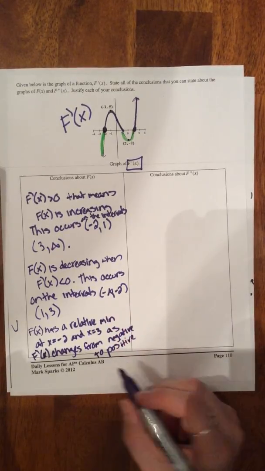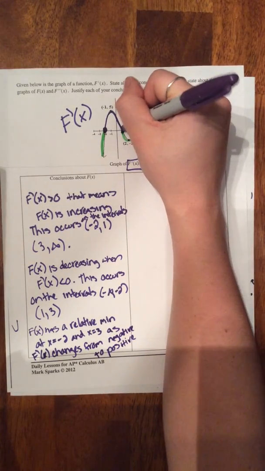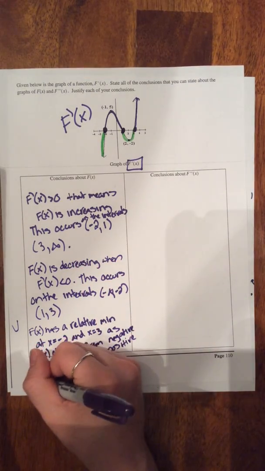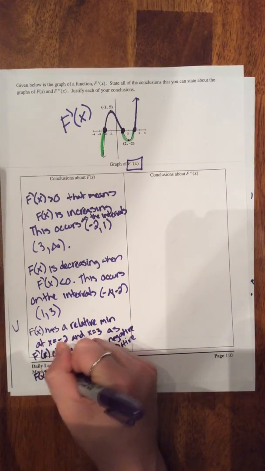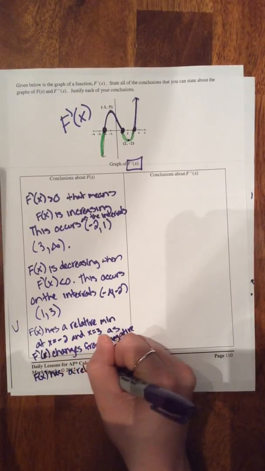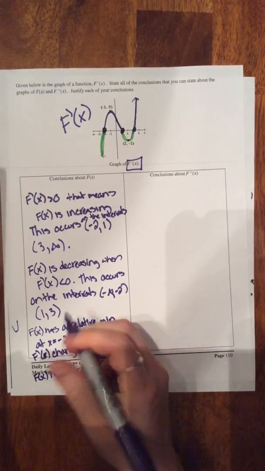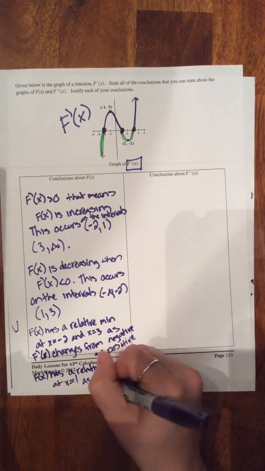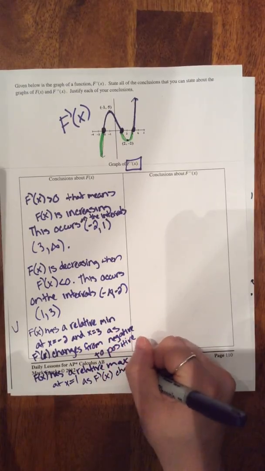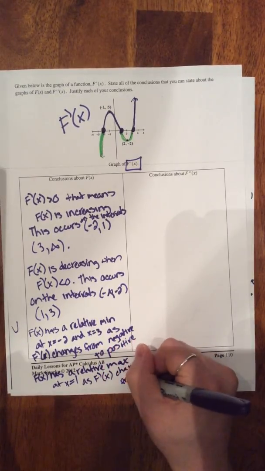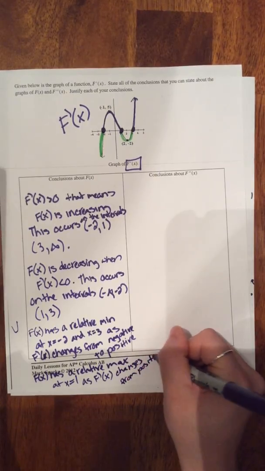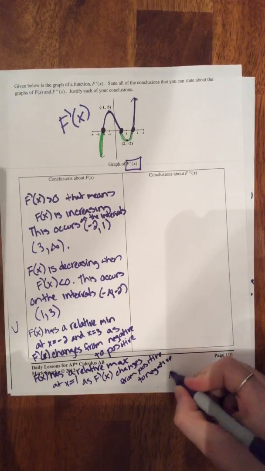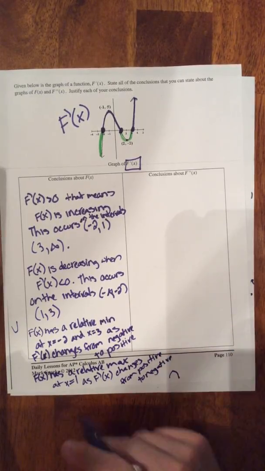But I can also say when f of x has relative max, which would occur right here. F of x has a relative max at x equals 1 as f prime of x changes from positive to negative. And whether it's in your head or on paper, if I'm thinking positive to negative, I'm always writing this out so I don't accidentally mess up which one's max and which one's min.